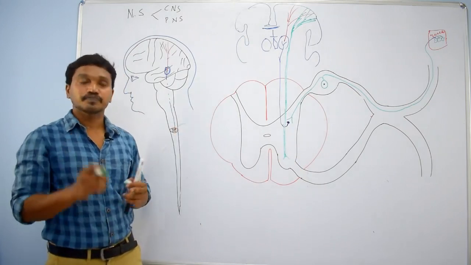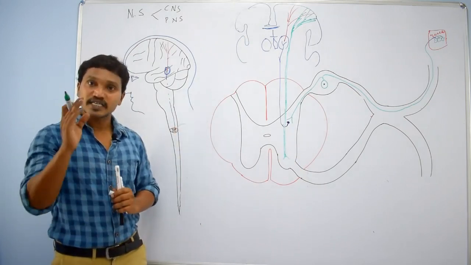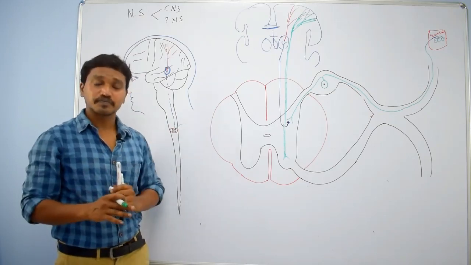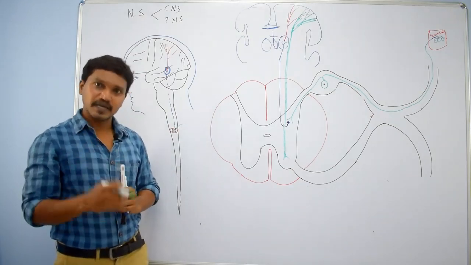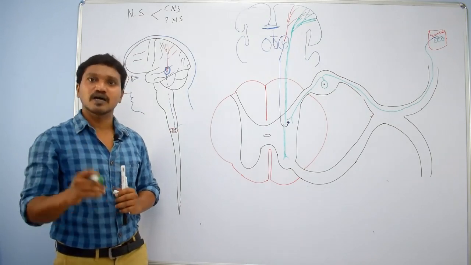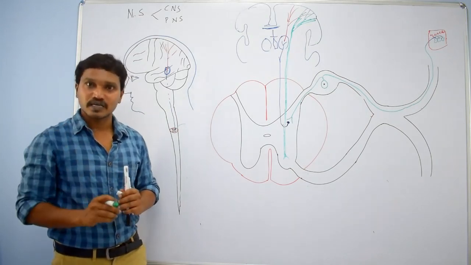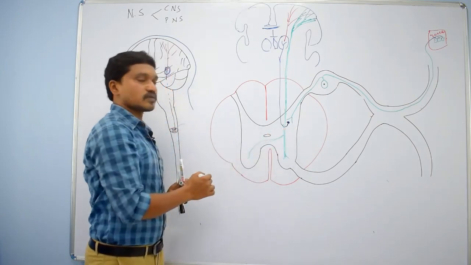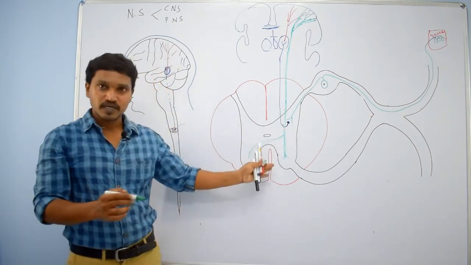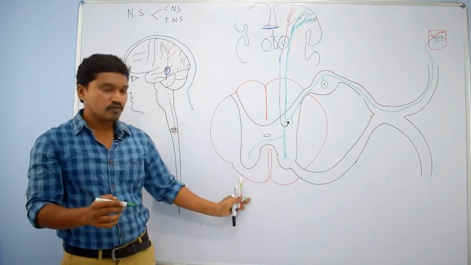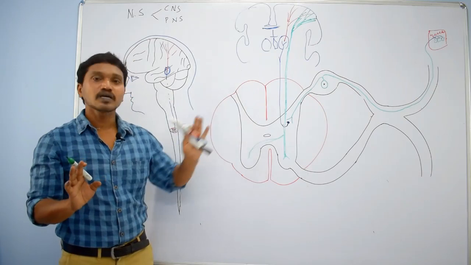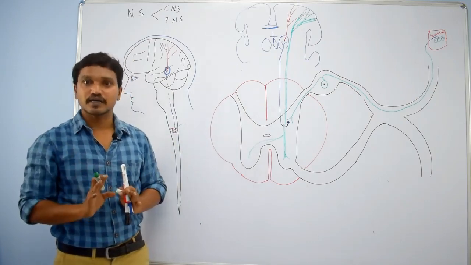Actually, 80% of the pyramidal tract fibers cross in the medulla oblongata. The remaining 20% cross at the level of the appropriate segments. That means when it reaches here, they will go to the opposite side. Because if I tell all these things now, you will be confused. That's why I am just giving a schematic diagram.